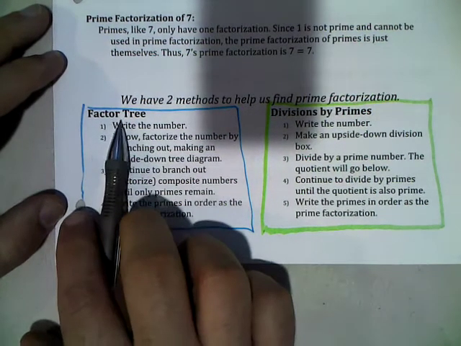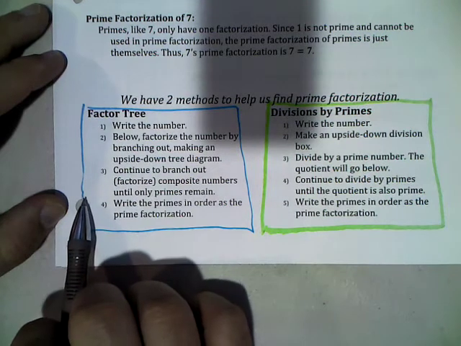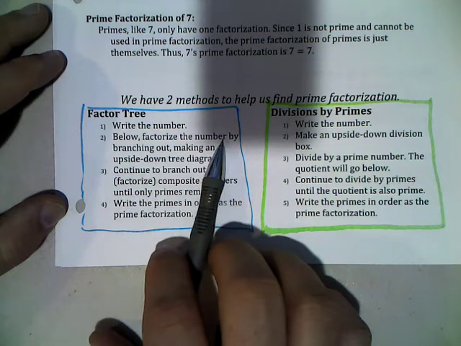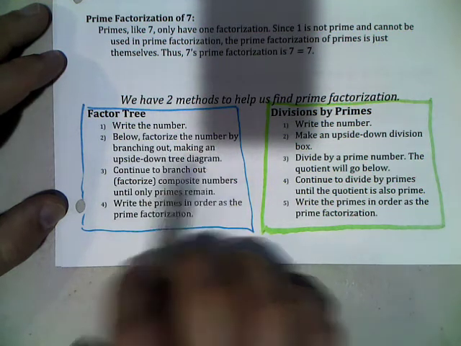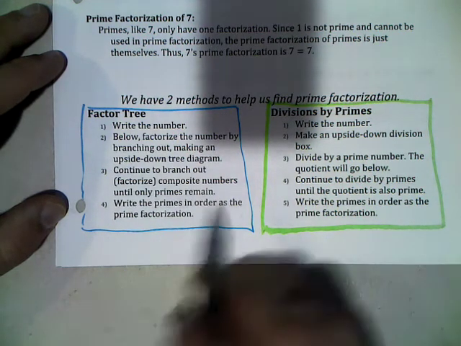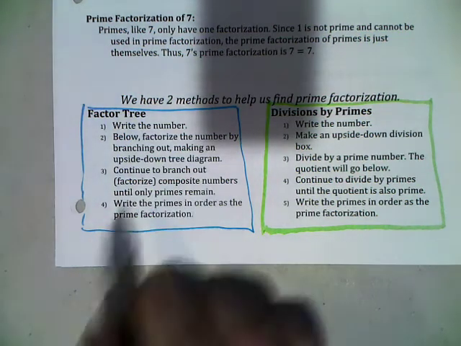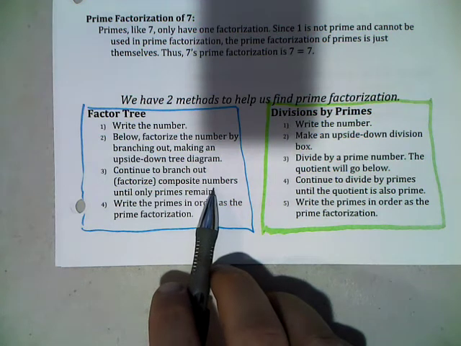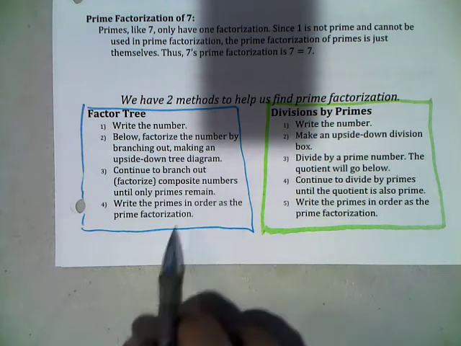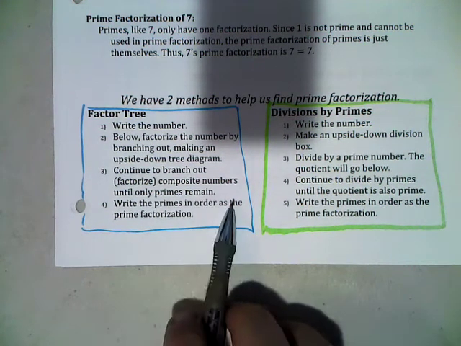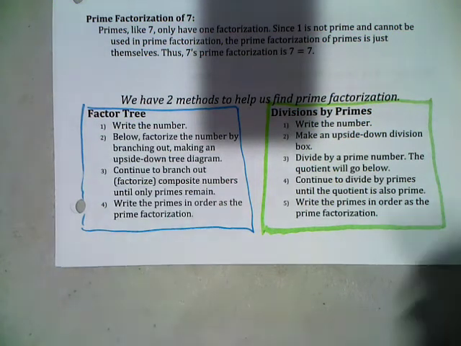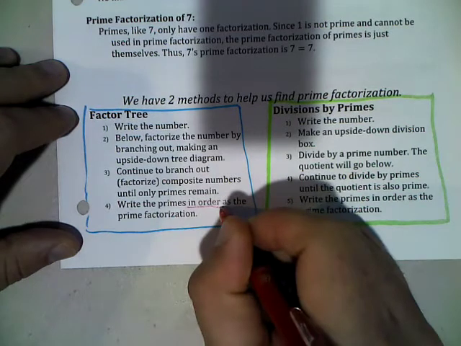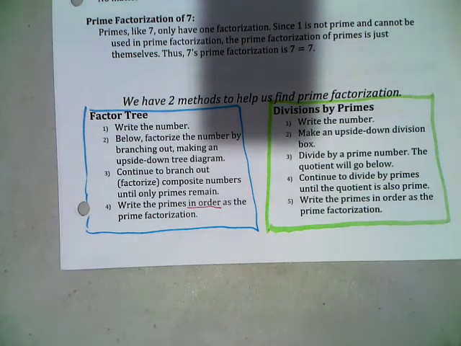So first up is the factor tree. So we're going to write the number. Then below it, we're going to factorize the number by branching out, making an upside down tree diagram. We'll continue to branch out or factorize the composite numbers until only primes remain. Then we're going to write the primes in order as prime factorization. So, underline in order. I want to emphasize that again.